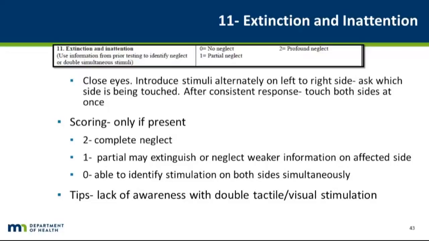Since the abnormality is scored only if present, the item is never untestable. The normal patient would be able to identify stimulation on both sides simultaneously, which would then be a score of 0.